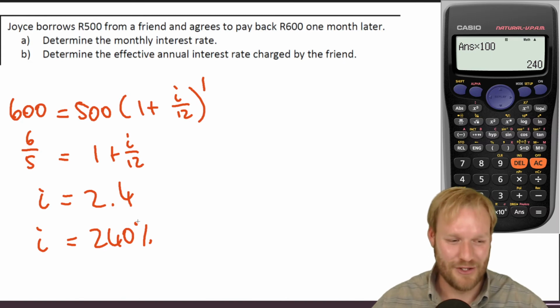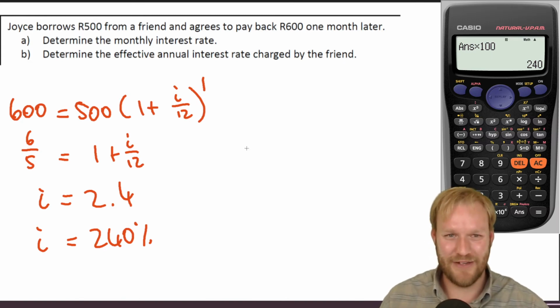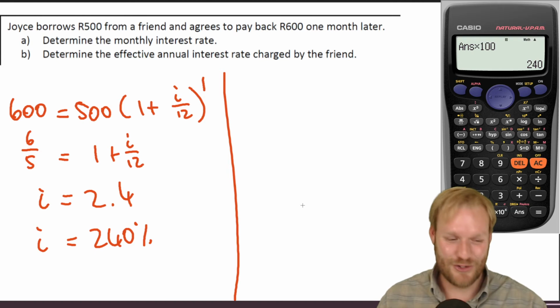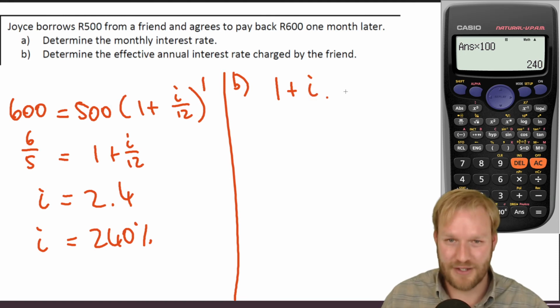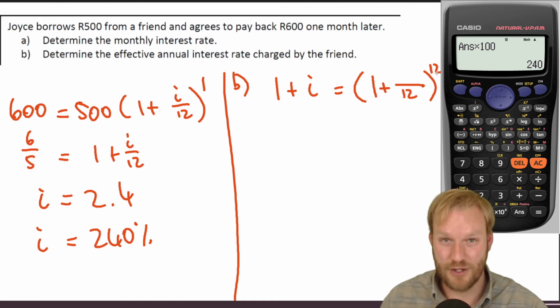compounded monthly. So let's see what that is effectively as an annual effective interest rate, or effective annual interest rate. So part B to our question. Let's use our formula. We've used it a few times already. 1 plus i effective equals 1 plus, and we're going monthly, so that's why I'm going 12 straight away. And what was that again? It was 240% or 2,4.